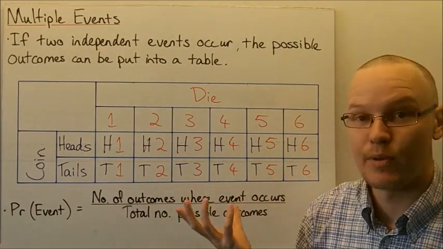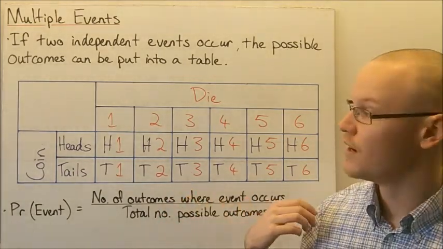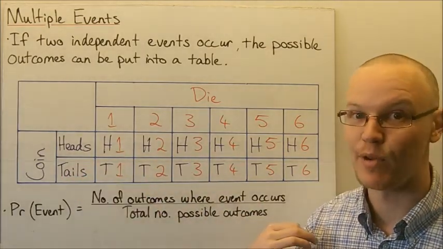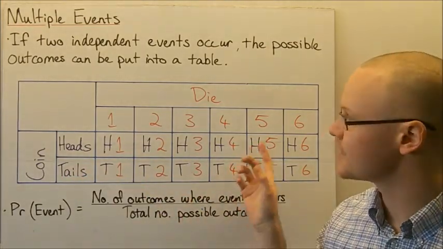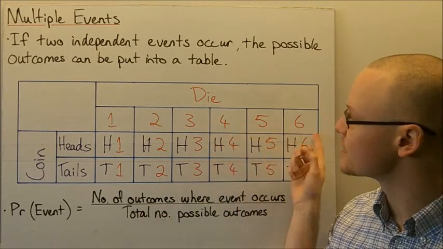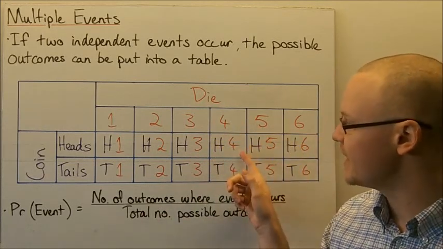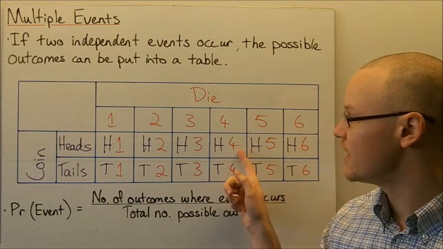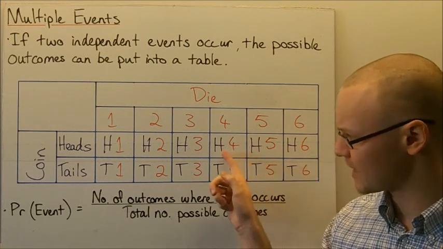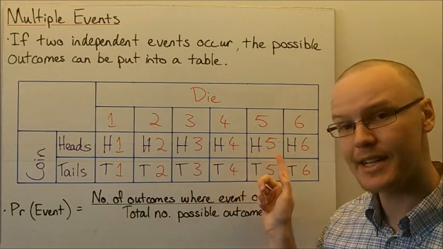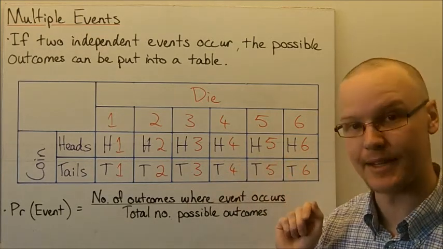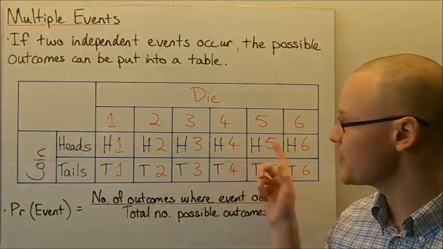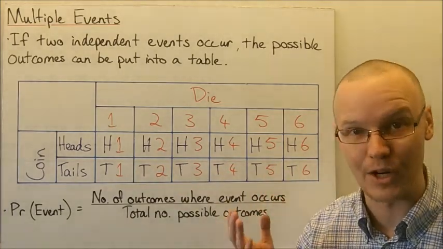If we were looking for the probability of flipping a head and rolling a number greater than 3, the numbers greater than 3 are 4, 5 and 6, and flipping a head would be these 3 outcomes. So there are 3 outcomes that get a head and a number that is bigger than 3, so that would be 3 out of 12 or 1/4.